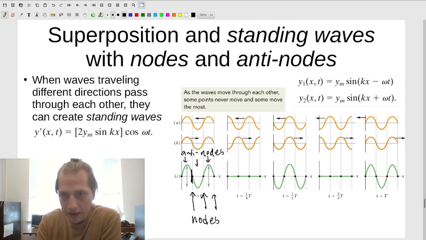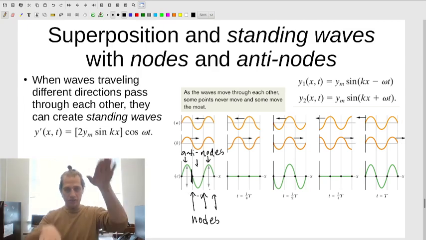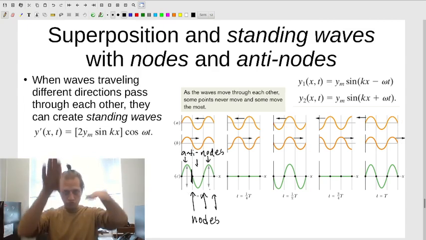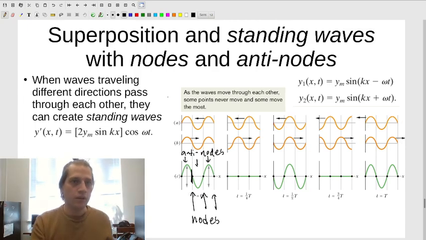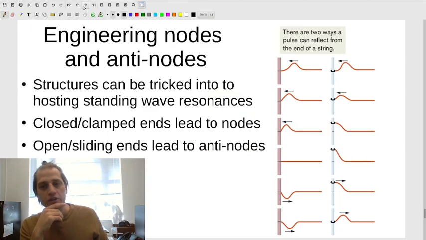So it's like adding this thing plus that thing will give you a new wave that has the same frequency, same wavelength, but it appears not to be moving on the string. It appears to be going like this. Okay, so how do you get that?